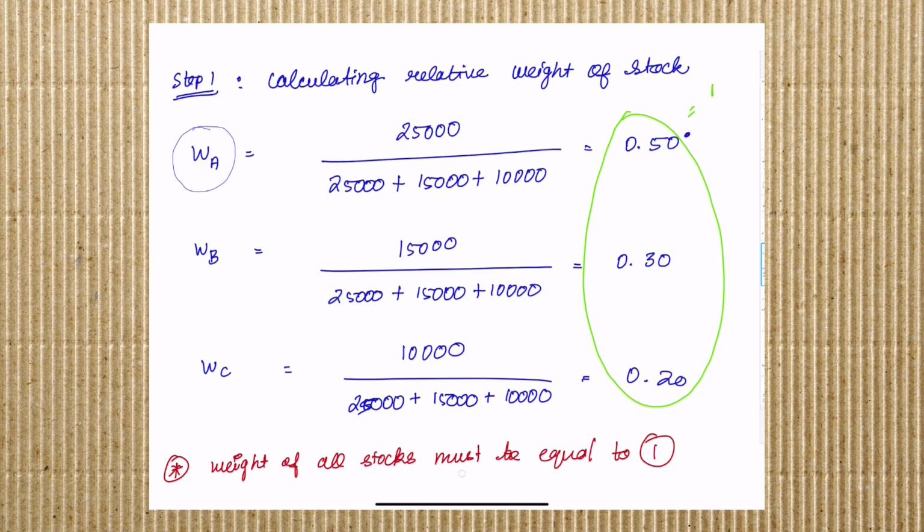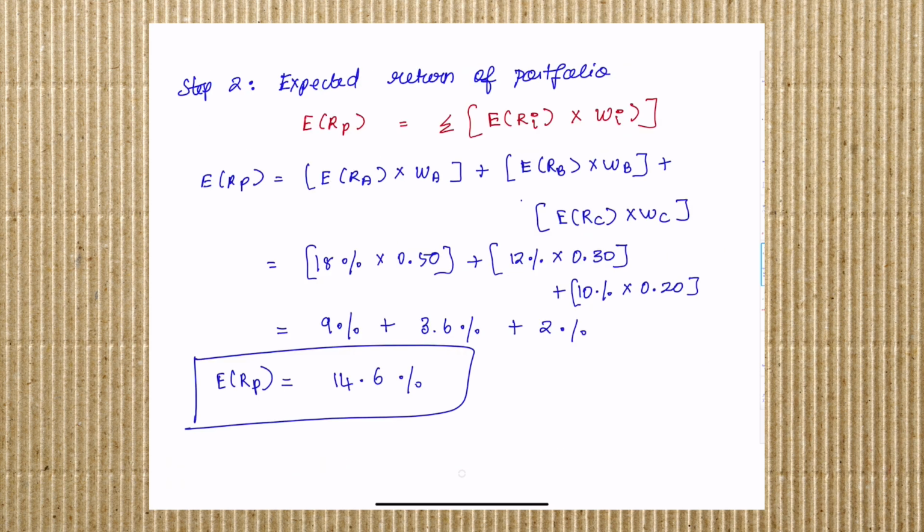When you find a relative probability or a relative weight, the summation of that probability or weight should always be 1. So that's why if I add 0.50, 0.30, 0.20, it should land on 1. You should keep in mind, okay? If it's not 1, then somewhere it's incorrect. Completed step 1. Let's move on to step 2.